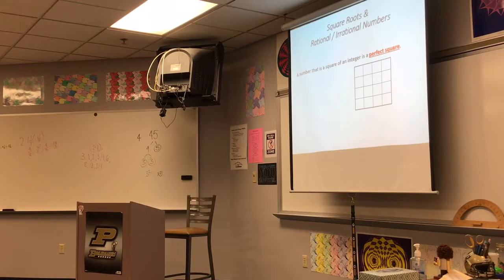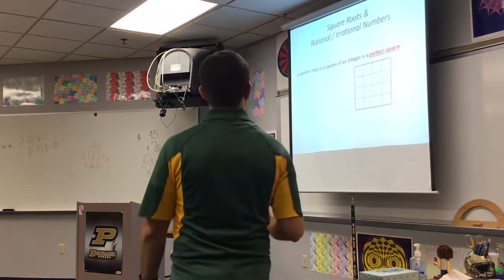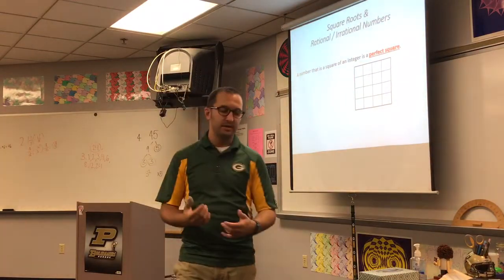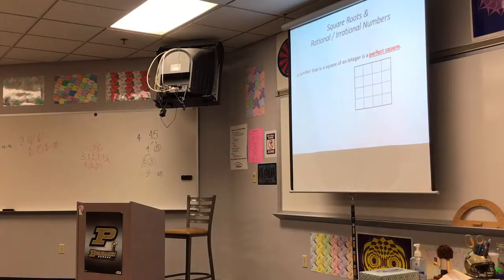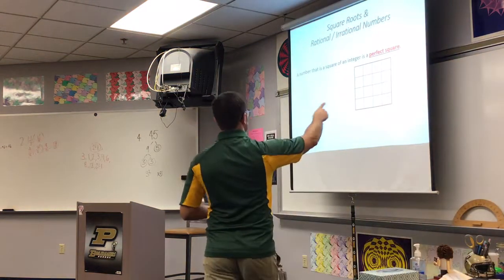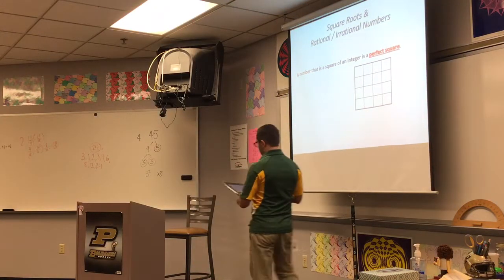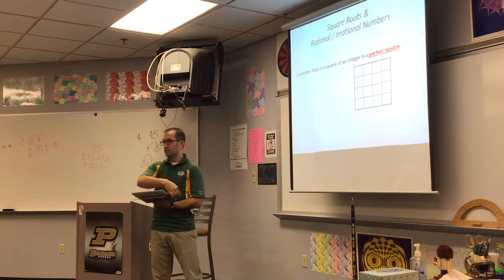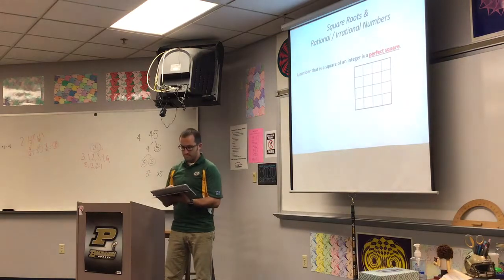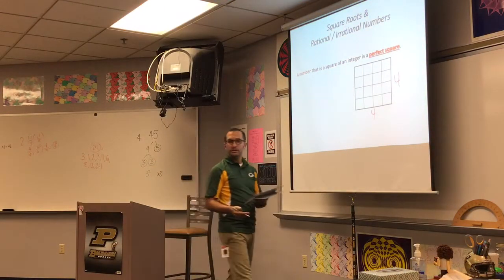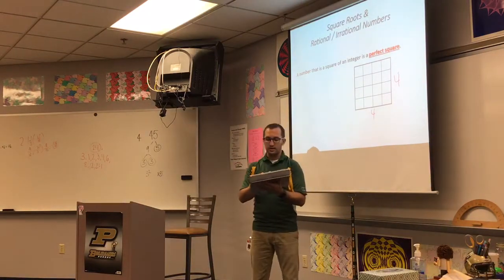Okay. So a number that is the square of an integer is called a perfect square. That's because we can look at this in terms of area. When you look at this square, what's the side length? 4. So 4 times 4 is 16, right?